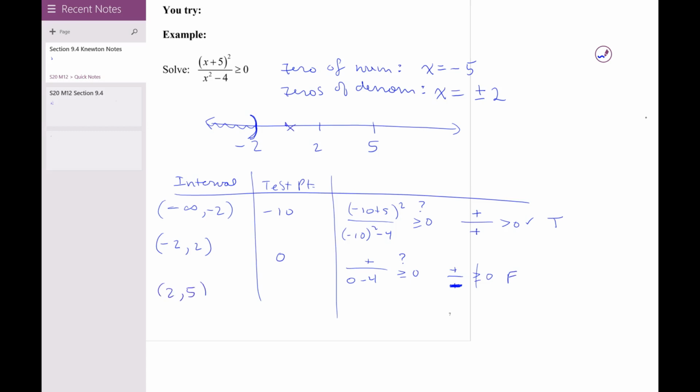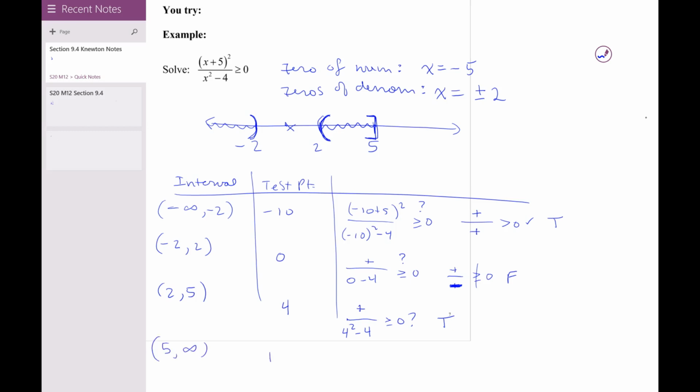So then 2 to 5, let's use 4. So I'm going to have a positive numerator over a positive denominator. So this is true, and I want this section of the number line, but I don't want 2 because that would make the denominator 0, but I do want 5 because that just makes the numerator 0, which is fine.